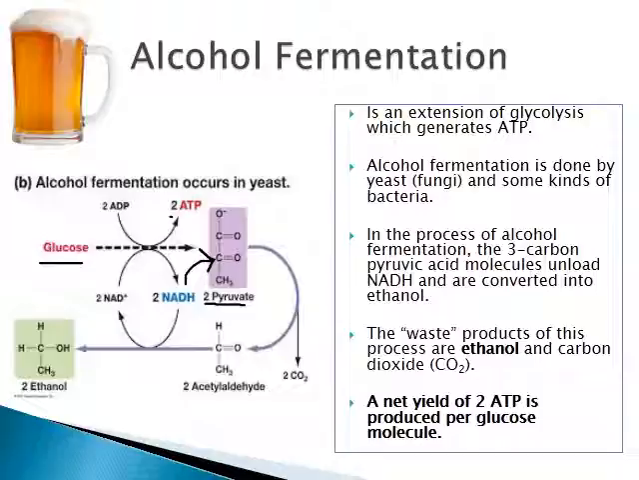And what is left is a molecule that we call ethanol, which is our other byproduct. So in doing that, you would have a net yield of 2 ATP per glucose molecule, and your outputs, your byproducts, are ethanol and carbon dioxide.